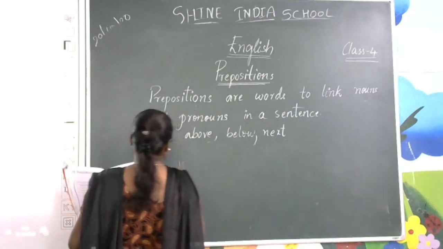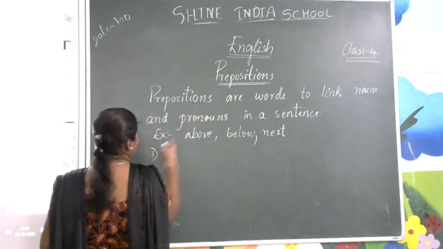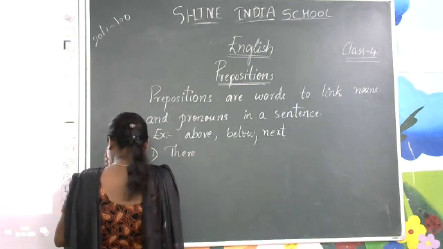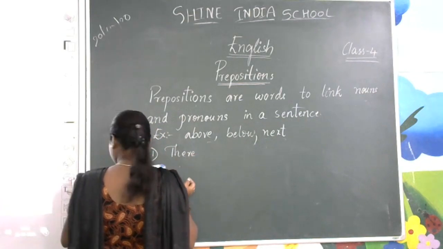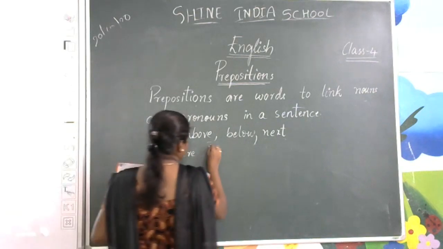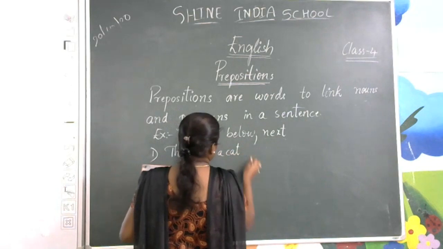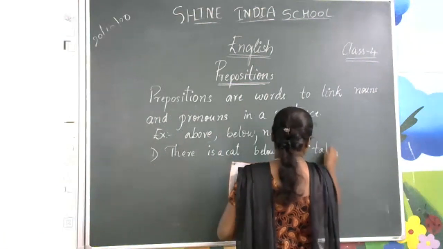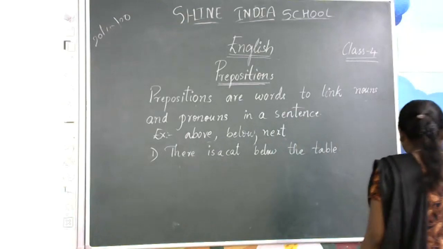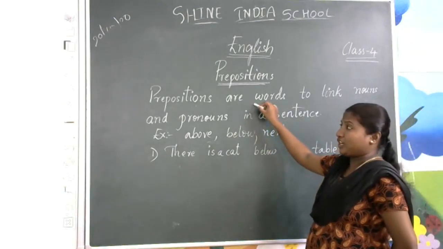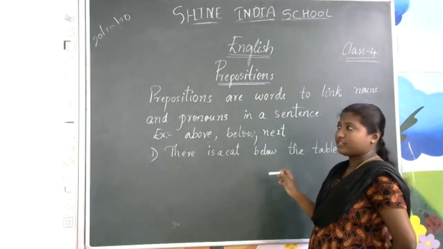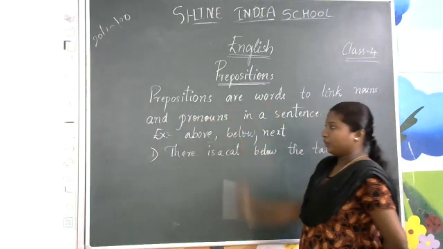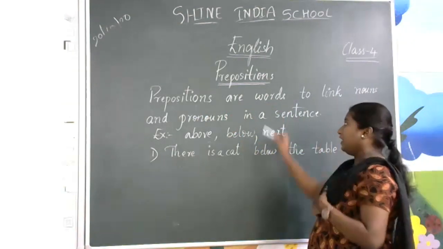Now we will see the types of prepositions. If you want, I will give a second example for this. How will the preposition be there in the sentence? There is a cat below the table. So what is our definition here? My definition from the previous sentence: prepositions are words to link nouns and pronouns in a sentence.